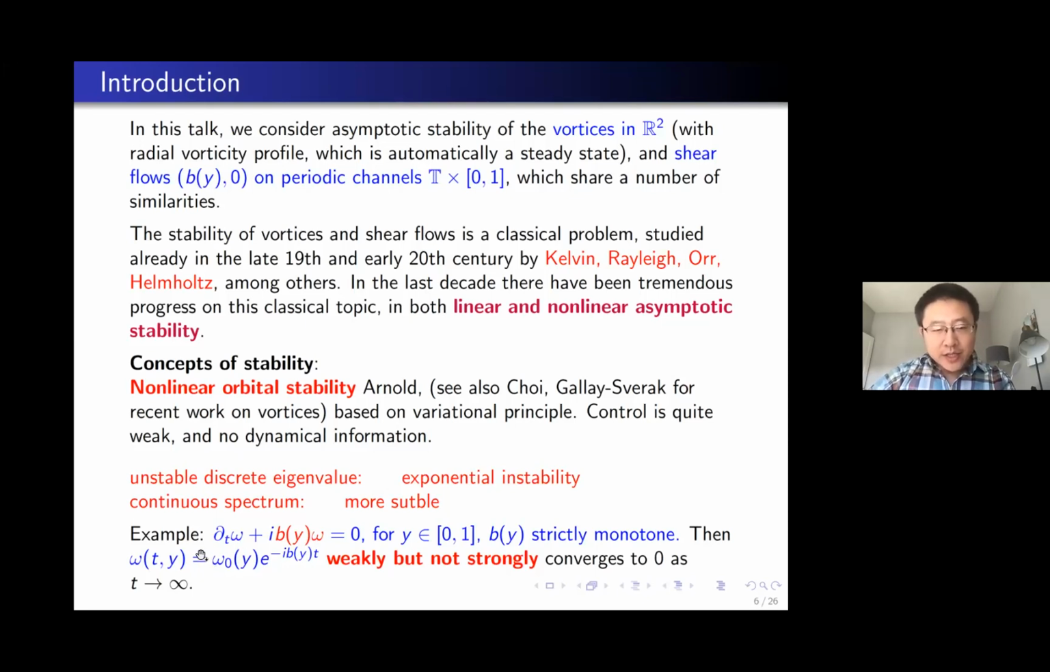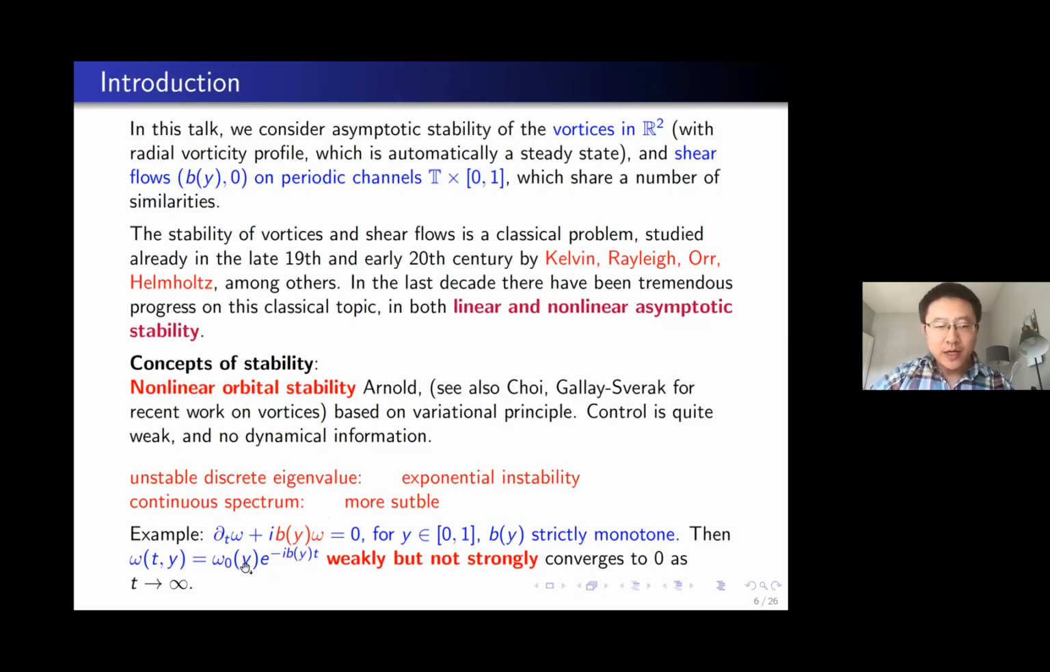Okay, so the continuous spectrum gives the following behavior. Because we assume b'(y) is strictly monotone, and let's assume also that omega naught of y is smooth, then because of the increasing oscillation as t goes to infinity, this function will weakly but not strongly converge to 0, for sufficiently smooth omega naught. This is the kind of behavior that we want to understand for 2D Euler.